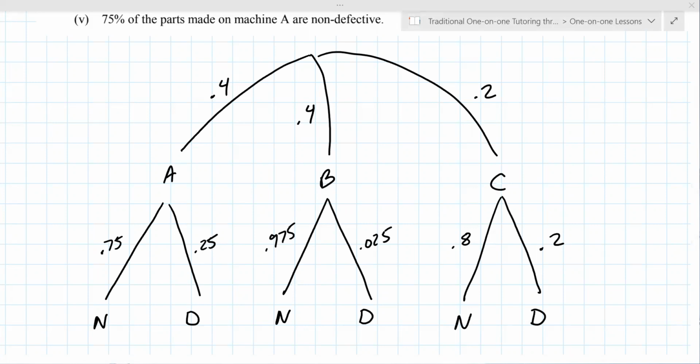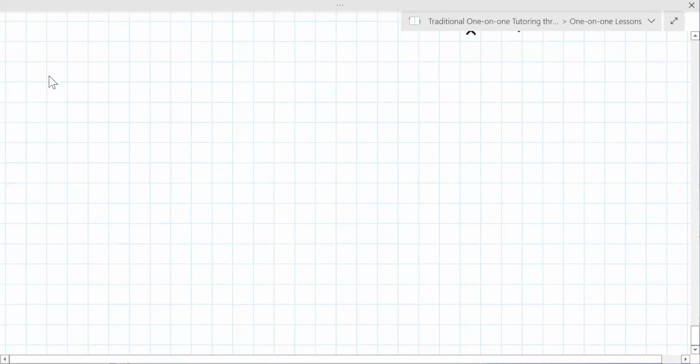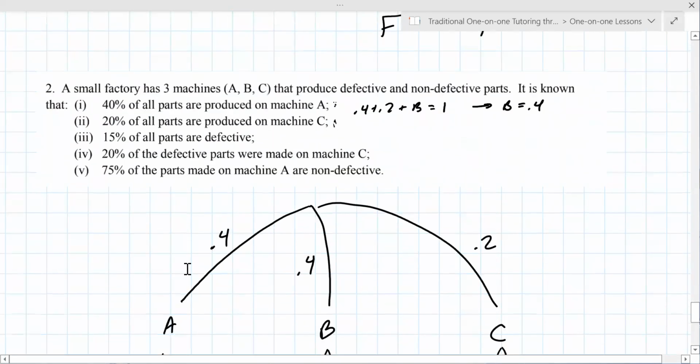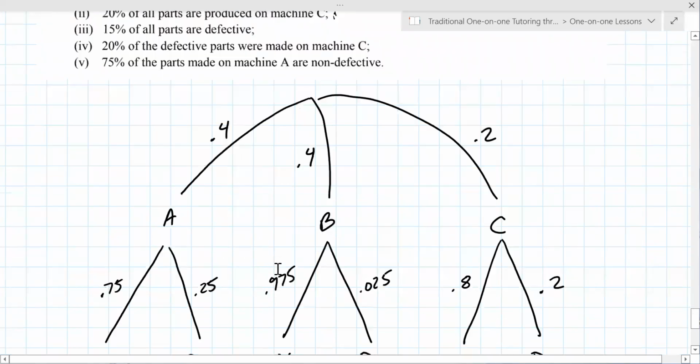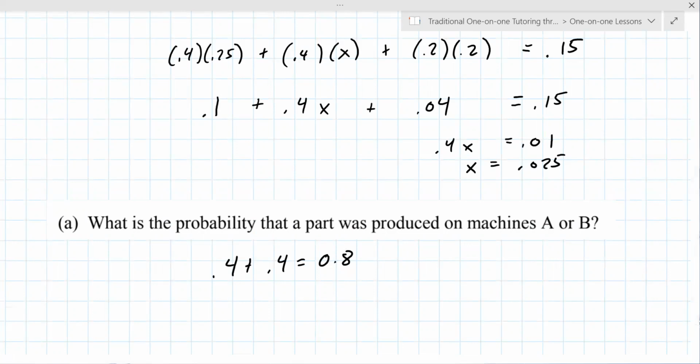The first question is, what is the probability that the part was produced on machine A or machine B? Sometimes you don't have to go through the entire tree. A or B means I either went down A or I went down B, and that's 0.4 plus 0.4. That's not too bad. 0.8. Oh, these are so confusing. These are done in such a bad order. Let's do C next.